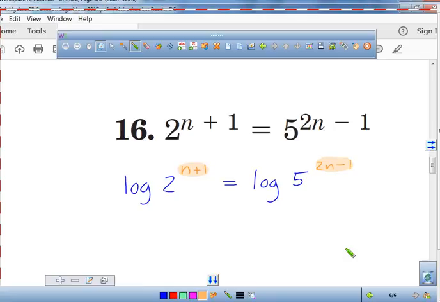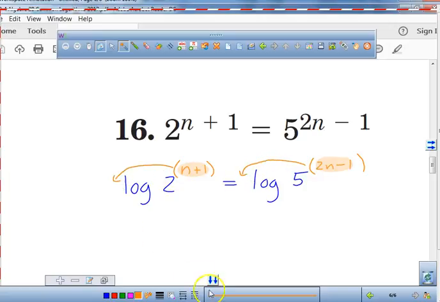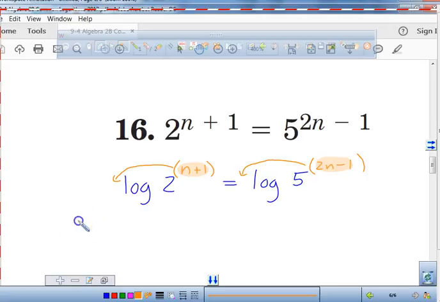Now, Emily, I highlighted those powers up there for a reason. Why did I highlight the powers? I'm going to move up front. Now, whenever we move something up front and it's an expression, we want to make sure that we move it up front with a set of what? Parentheses. Okay. So with a set of parentheses, here's what it looks like.